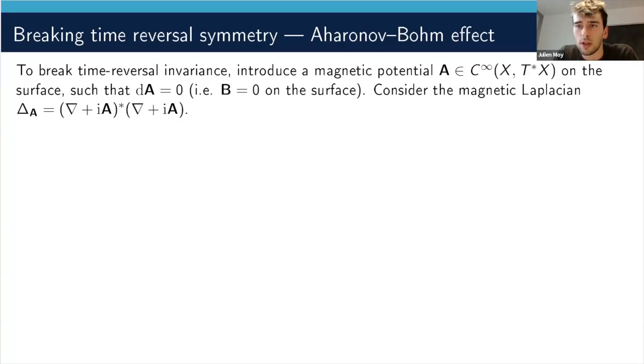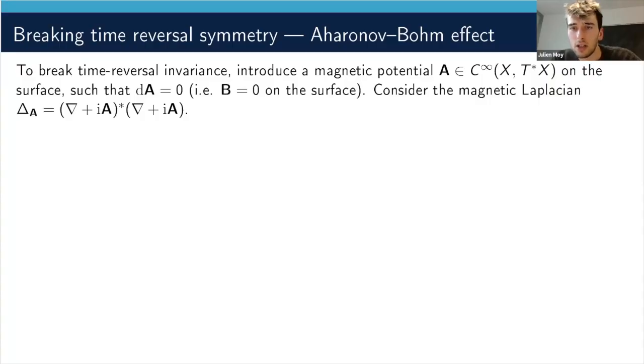So it amounts to taking some magnetic potential, which is formally a smooth section of the tangent bundle of X, so it is a one form on X. And we assume that this one form is closed. Okay, and what it means is that the magnetic field vanishes on the whole surface. Okay, so this is possible in some cases when the geometry is non-trivial.